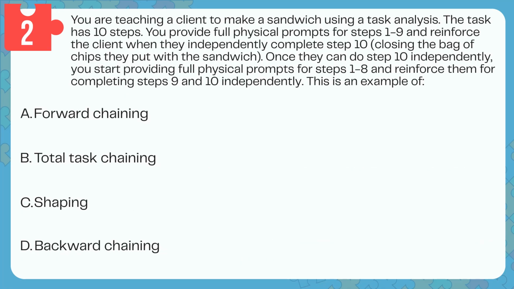Question 2. You are teaching a client to make a sandwich using a task analysis. The task has 10 steps. You provide full physical prompts for steps 1 to 9 and reinforce the client when they independently complete step 10, closing the bag of chips they put with the sandwich. Once they can do step 10 independently, you start providing full physical prompts for steps 1 to 8 and reinforce them for completing steps 9 and 10 independently. This is an example of A. Forward chaining, B. Total task chaining, C. Shaping, D. Backward chaining.